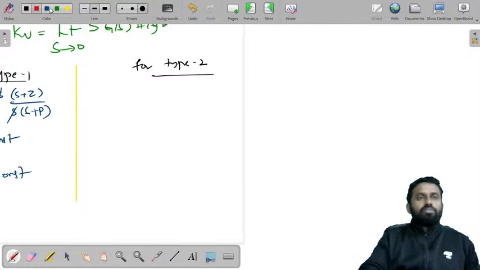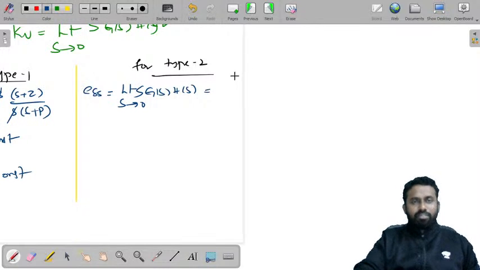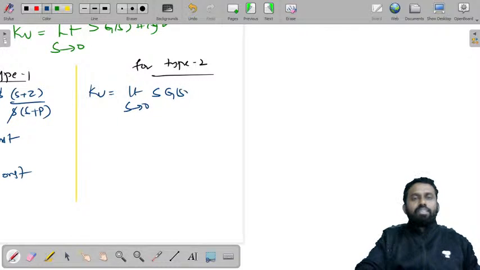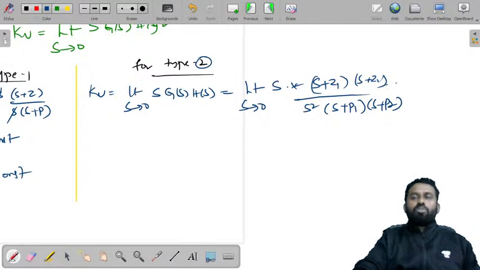For type 2, what is ESS equal to? Kv is equal to limit s tends to 0, s into g of s into h of s. For type 2, what is g of s into h of s? It is (s plus z1) into (s plus z2) and so on, by s square into (s plus p1) into (s plus p2) and so on. You can just write that.